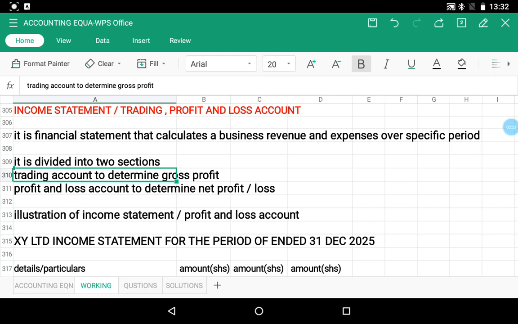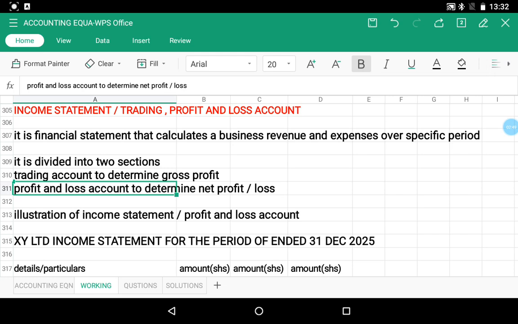Then we have also the profit and loss account. This one we have not seen yet. Last time we talked about the trading account and how we can get gross profit or gross loss. Now we are going to add the profit and loss account and see how to get net profit or net loss. You remember we are still under financial statements.